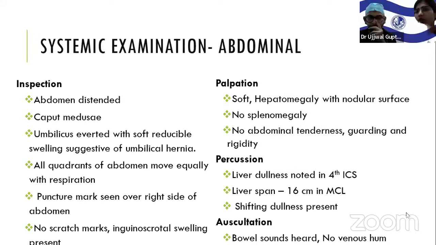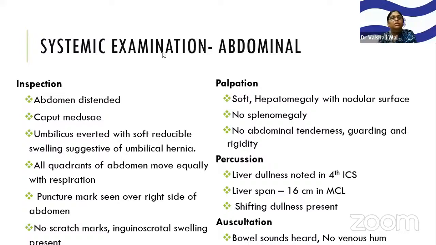Patient systemic examination. On abdominal examination, on inspection, the patient's abdomen was distended with caput medusae, with umbilicus everted with a soft reducible swelling suggestive of an umbilical hernia. All quadrants of the abdomen move equally with respiration, and there is a puncture mark seen over the right side of the abdomen, and there are no stretch marks or inguinoscrotal swelling. On palpation, the abdomen was soft with hepatomegaly with a nodular surface, and there is no splenomegaly. No abdominal tenderness, guarding, or rigidity present. On percussion, liver dullness noted in the fourth intercostal space with liver span 16 centimeters in the mid-clavicular line, and shifting dullness was also present. On auscultation, bowel sounds heard, and there is no venous hum.